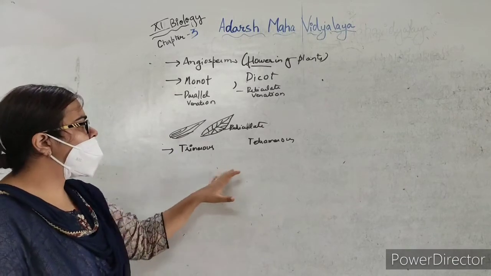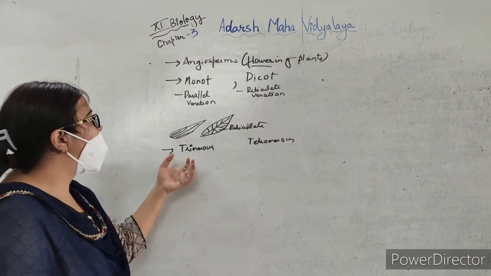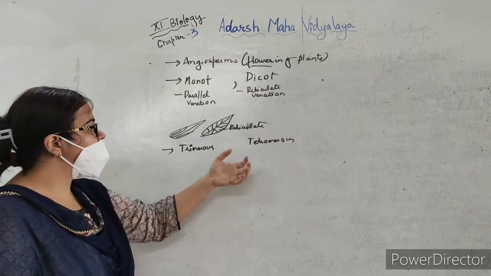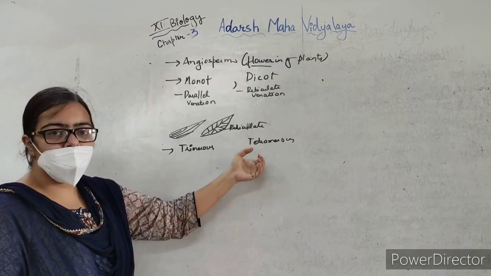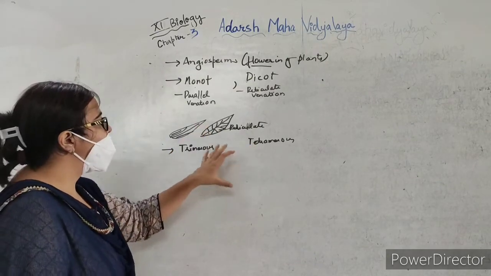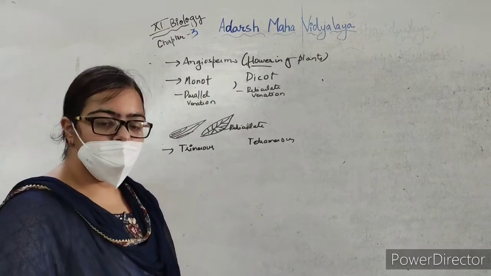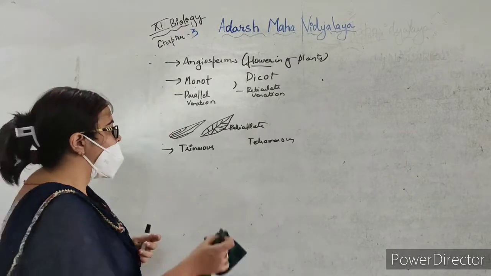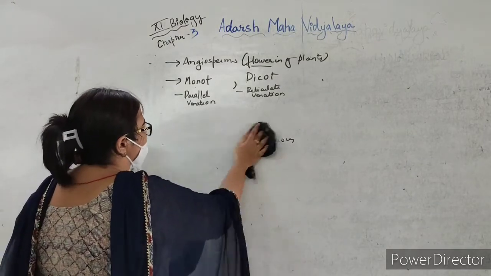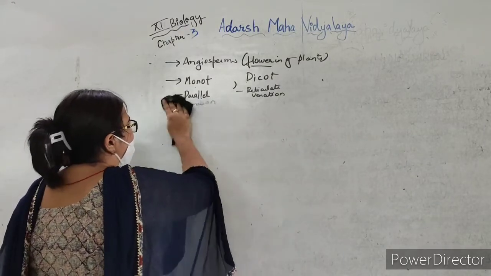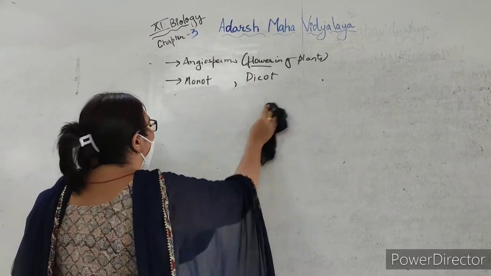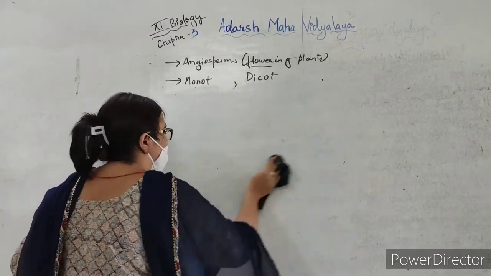Another difference between the monocot and dicot is the rooting system. Monocots will have adventitious roots, and dicots will have the taproot. So these are the basic differences between monocot and dicot. Today, mostly the plants we see are monocot and dicot. So these are the basic types.